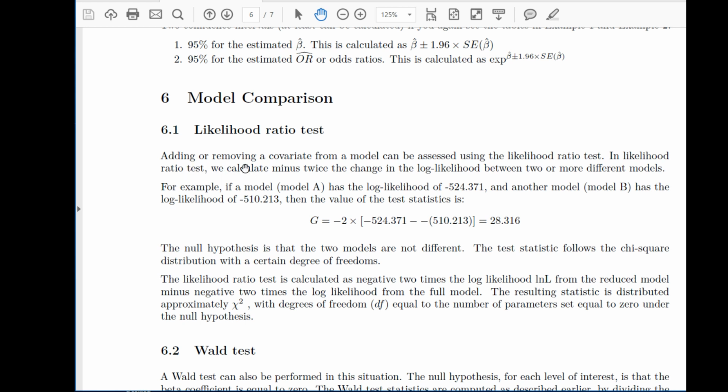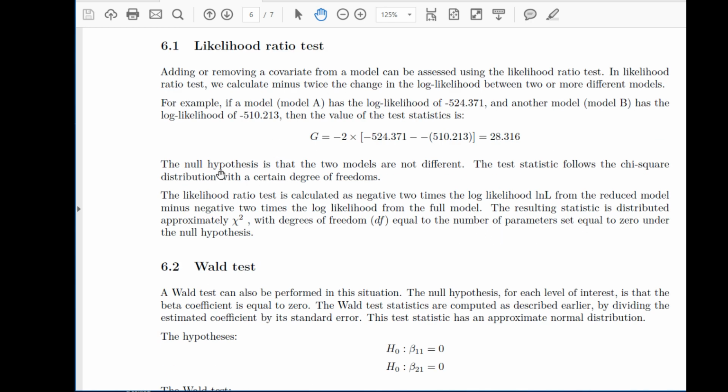You can add or remove a covariate from a model by using the likelihood ratio test. For example, if we have a model A with the log likelihood of minus 524.371, and another model B with the log likelihood of minus 510.213, then the value of the test statistic is minus 2 times the one log likelihood minus the other log likelihood, and you get the G value. You look at the degrees of freedom, and from there you look at the p-value. The null hypothesis is that the two models are not different.